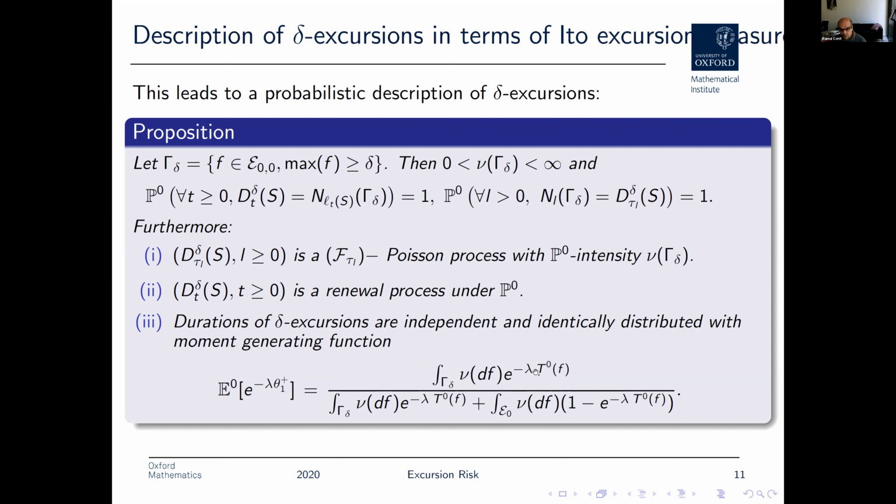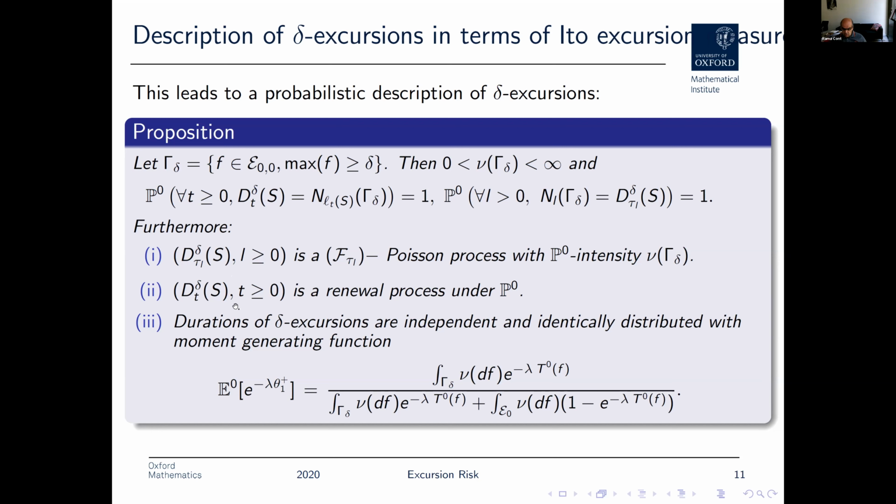Okay, so this tells us what happens. The difficulty with the Ito description is that it's not in real time, it's in occupation time. The time change you need to switch between occupation time and real time is this tau L. If you understand how this time change works, then these results are easy.